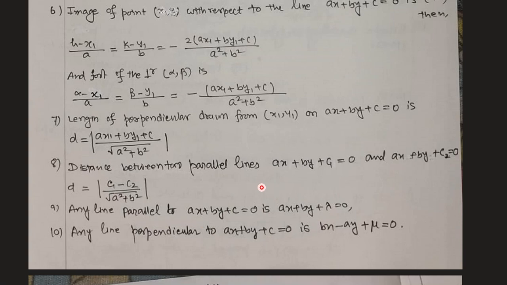Now when the line is perpendicular to the given line, what you observe is that the coefficients are interchanged in their places, and the middle sign is changed, because here the slope is minus a by b, and here the slope is b by a. So the product will be minus 1. So for ax plus by plus c equal to 0, you just interchange the coefficients and change the sign between them.